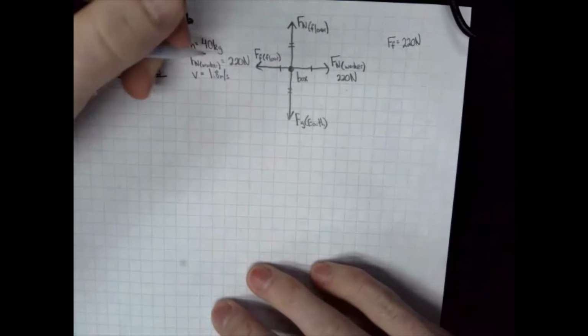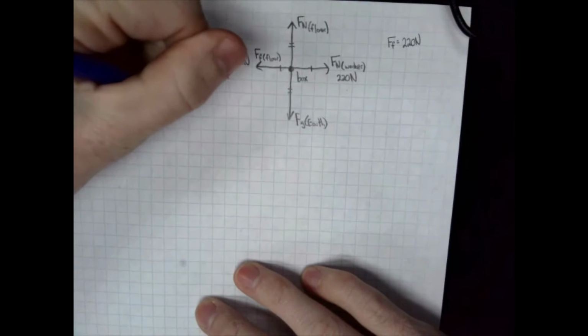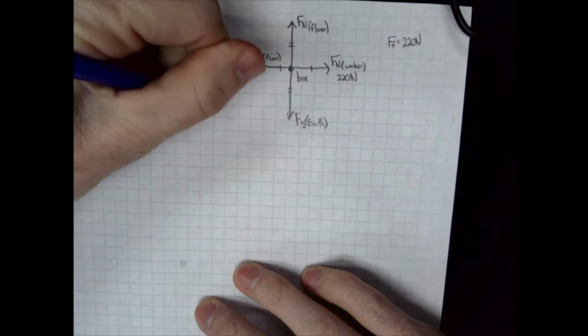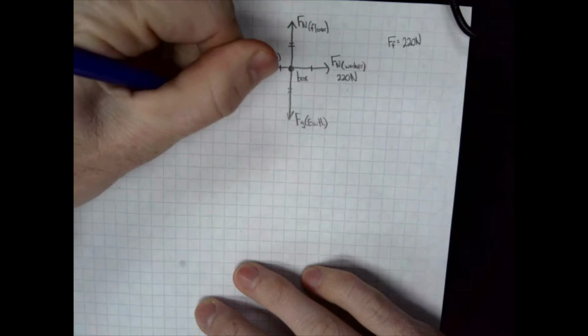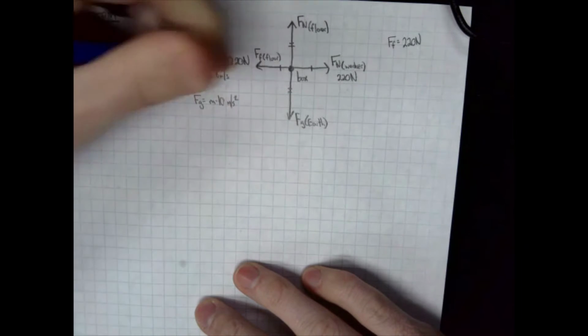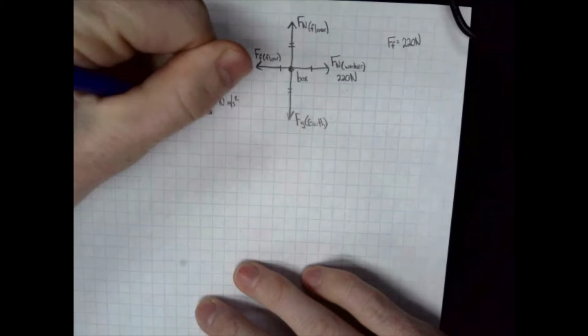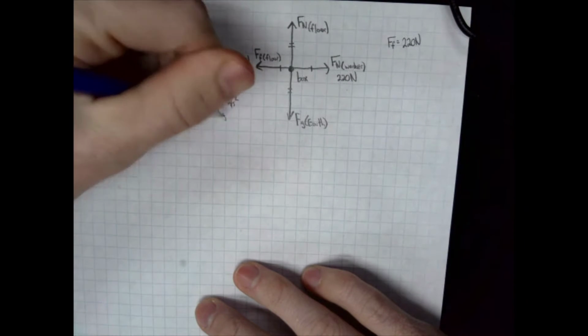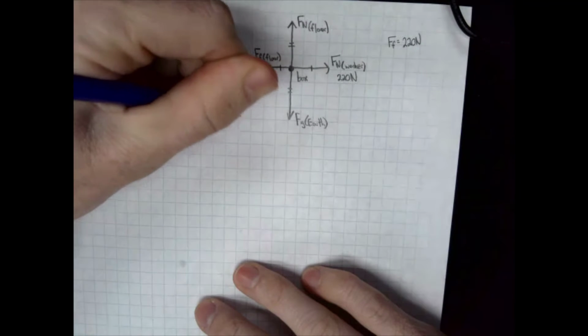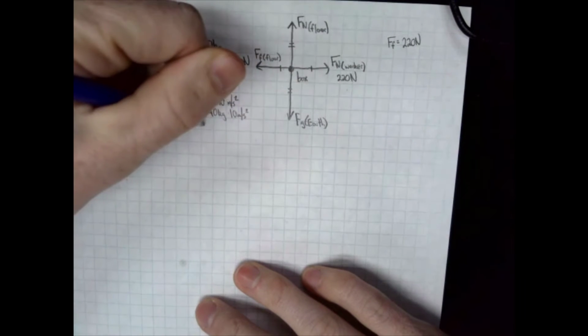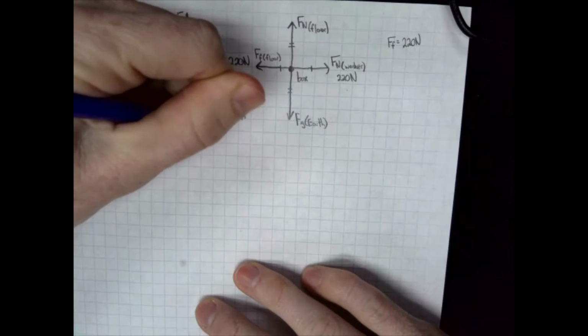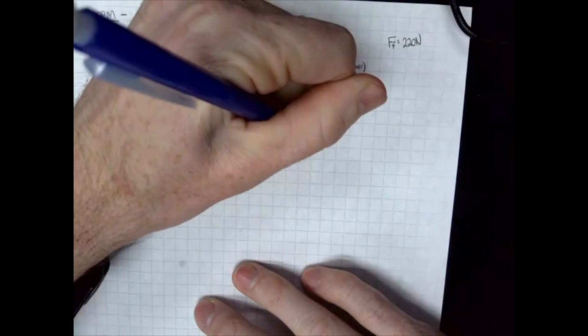We got to figure out the force of gravity. Force of gravity is always equal to the mass times 10. So it's 40 kilograms times 10 meters per second squared, which equals 400 newtons. So we know that that's 400 newtons.